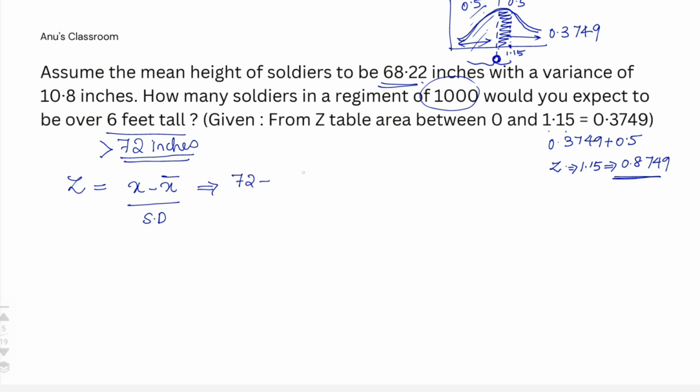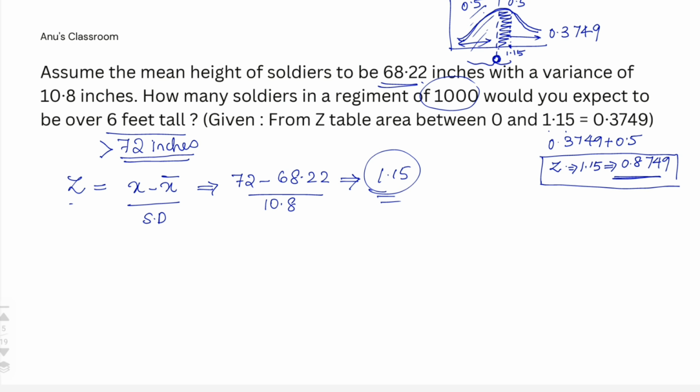That is 72 minus 68.22 divided by 10.8. If we substitute the values and solve it, we will get 1.15. That is, the Z value is 1.15. So now we know the area under the Z score of 1.15, right? We have already found out, they have given.